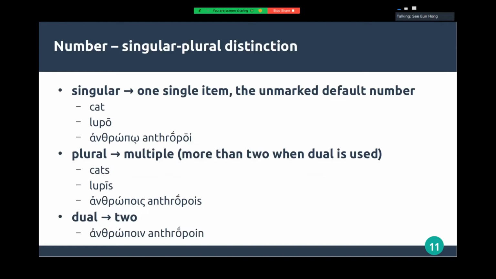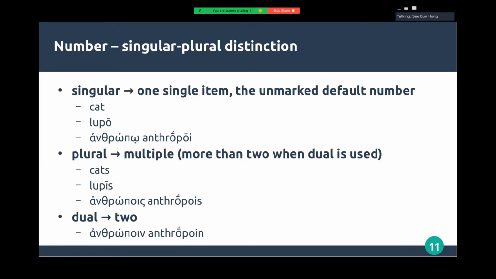So it's all in singular, but in plural, the nouns change due to inflection, and in English, the -s ending denotes that the noun is plural. And this tells us that there is more than one cat, or the ablative plural or dative plural lupis means to wolves or from wolves, and Greek anthropois shows us that this is for multiple people, not one person.